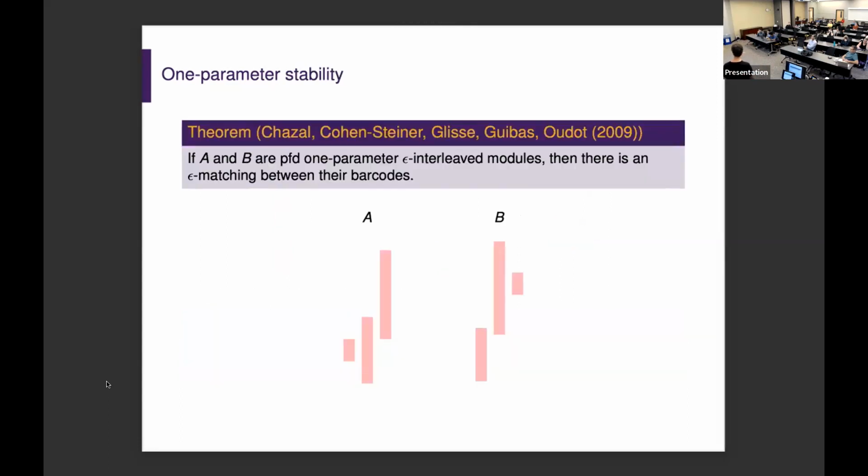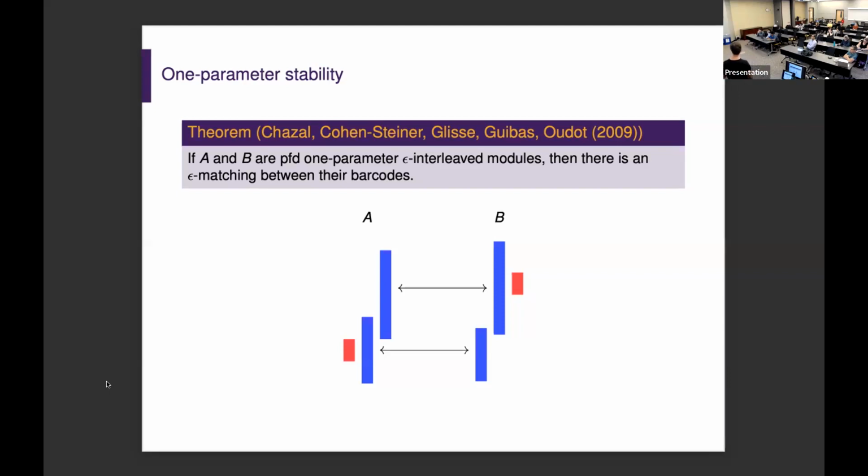And this epsilon matching, so if you have two modules A and B, then in an epsilon matching, you're allowed to first throw away some small pieces that are of length less than 2 epsilon. And then you have to find a bijection between the remaining intervals, such that when you match two intervals together, then the endpoints should be at most epsilon apart. So that's the one-parameter case.